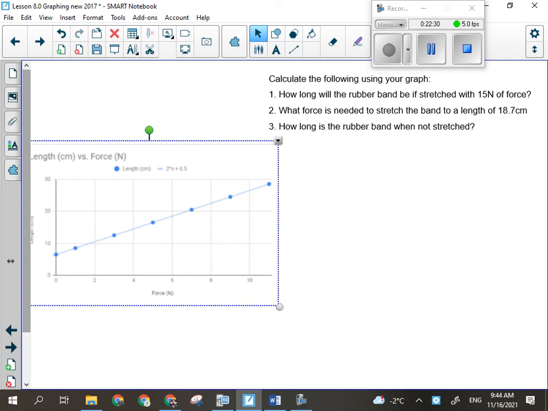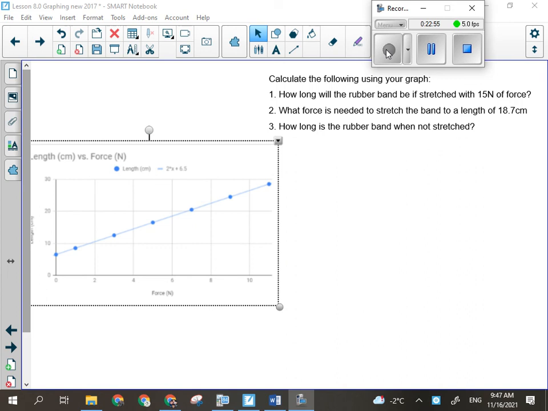Solving for how long the rubber band would be if it was stretched with 15 newtons worth of force. What force would be needed to stretch the band to a length of 18.7 centimeters, and how long is the rubber band when it's not being stretched? Okay, I'll give you guys a couple minutes, see if you can solve those questions.